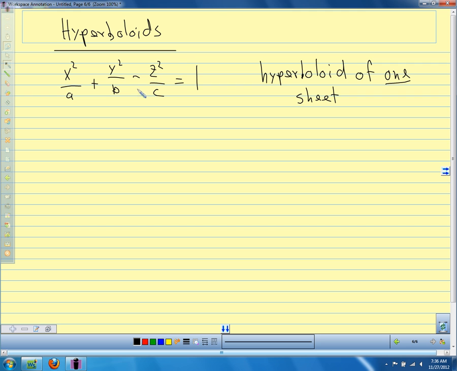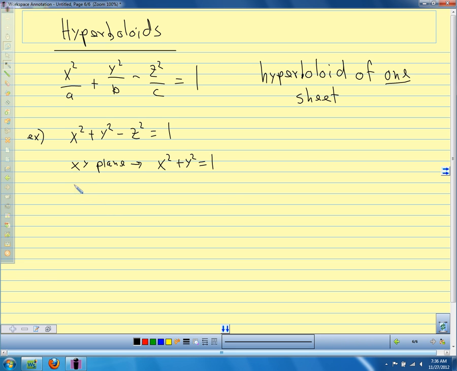So one minus sign gives me one sheet. And if we look quickly, I just want to look at x squared plus y squared minus z squared equals 1, just to look at an example of this. So in our coordinate planes, in the xy plane, when z equals 0, we have x squared plus y squared equals 1, which is a circle.